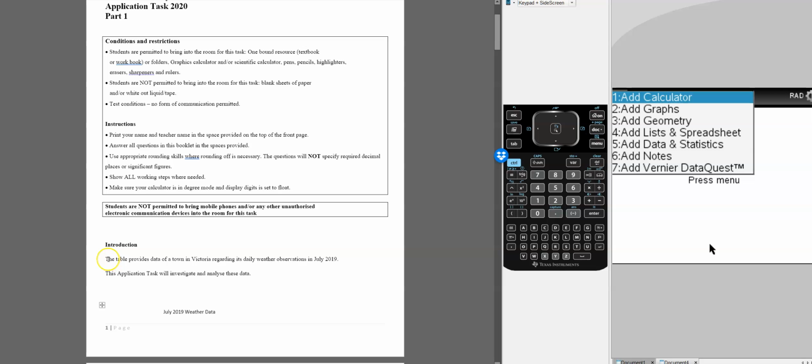We've got an introduction here that says the table provides data of a town in Victoria regarding its daily weather observations in July 2019. This application task will investigate and analyze this data.